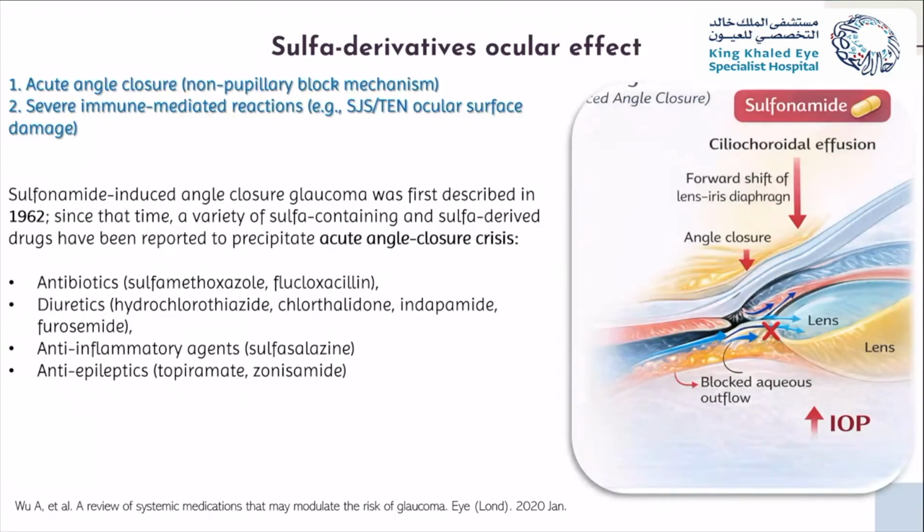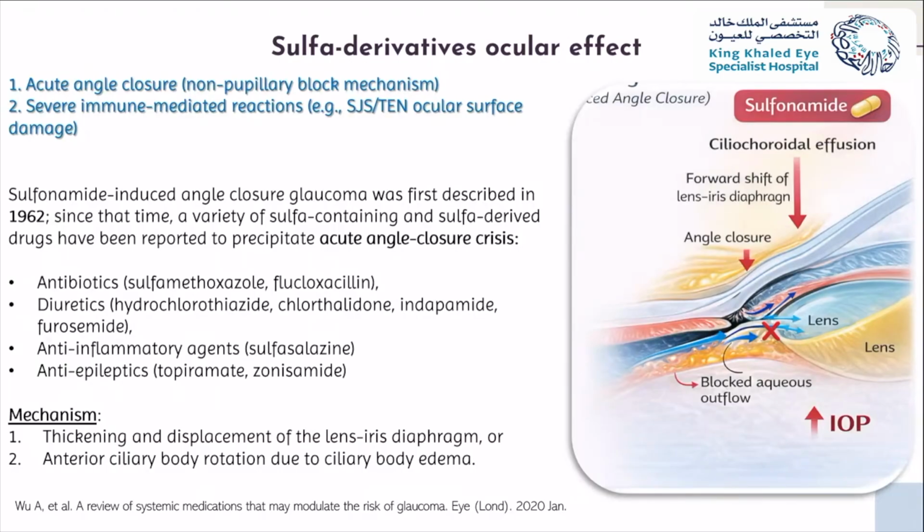Some of the sulfa drugs are antibiotics, such as sulfamethoxazole. Some of them are diuretics, such as furosemide and hydrochlorothiazide. Some are considered anti-inflammatory and anti-epileptic medications, such as topiramate. So we will have patients on sulfa drugs for many indications. The mechanism of the ocular effect of sulfa drugs is thickening and displacement of the lens-iris diaphragm, and they also lead to ciliary body edema, which leads to anterior ciliary body rotation.